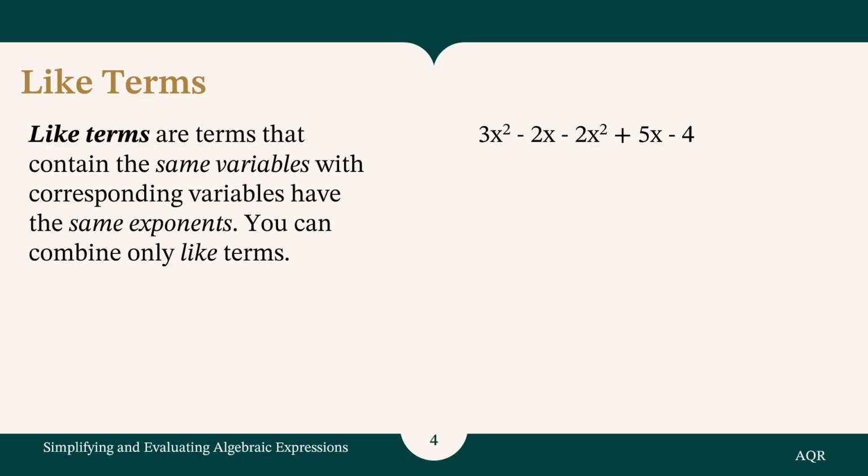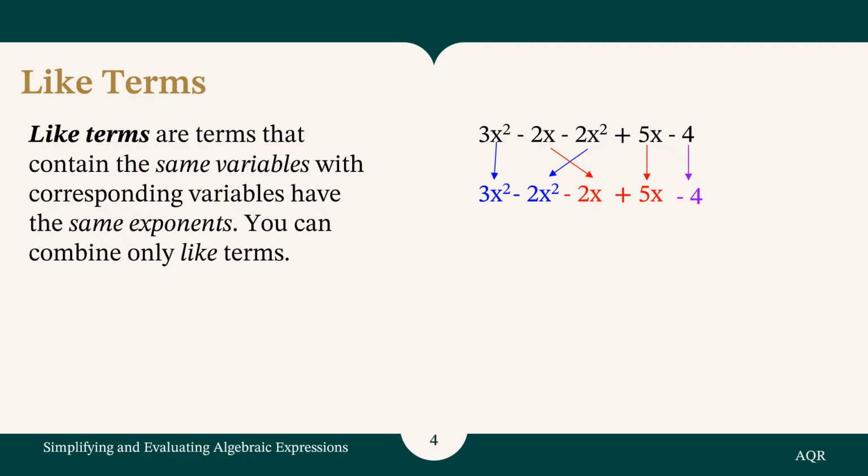Example 1. We have 3x squared minus 2x minus 2x squared plus 5x minus 4. So the first thing we're going to do is organize our variables. We're going to put 3x squared in the front, followed by negative 2x squared, minus 2x plus 5x minus 4.